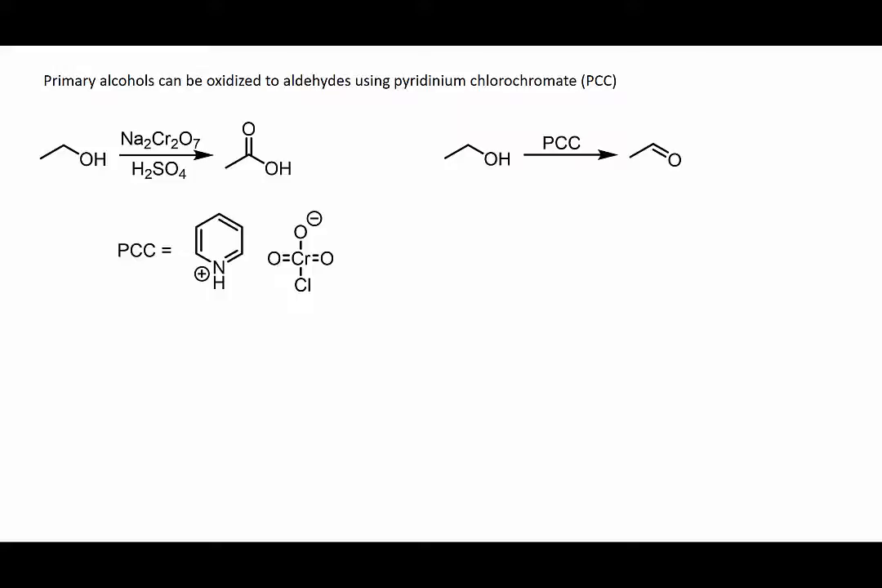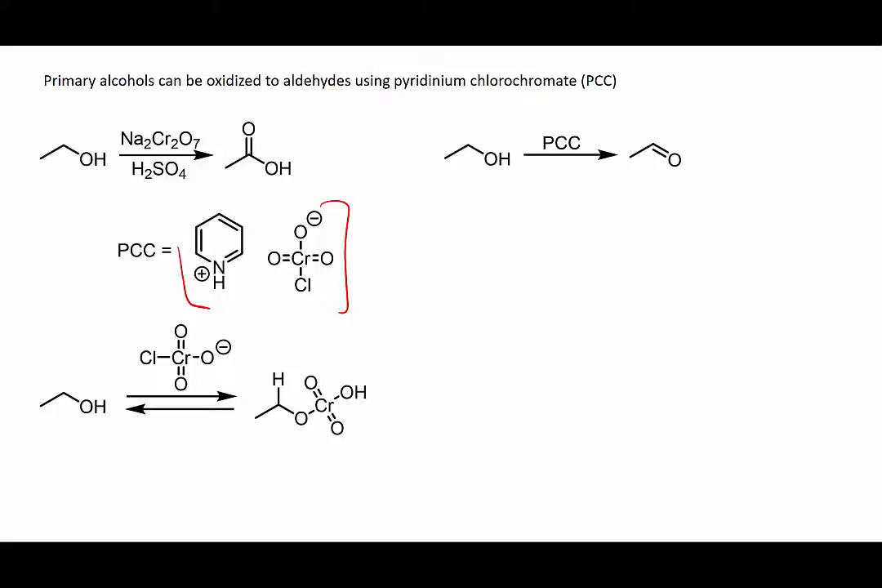It's pyridinium, so we have a pyridine which is protonated, that's why it's pyridinium, and this chlorochromate group. This is actually soluble in organic solvent, which means there's no water present in this reaction. That's going to be important later. Just as in a Jones oxidation, our alcohol and the chlorochromate in this case will act in an equilibrium reaction to generate our chromate ester.